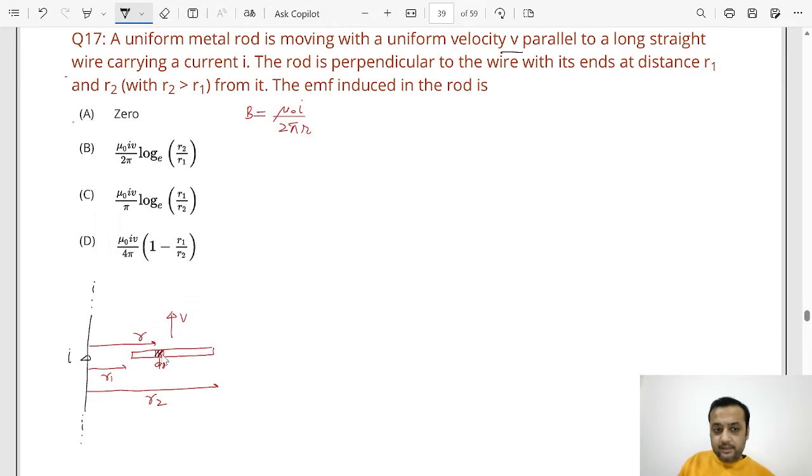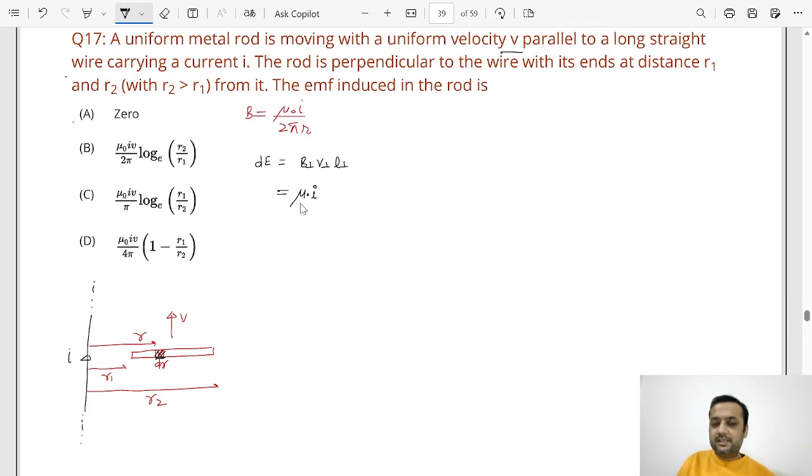So if you just look at this element, which is of length dr, the EMF induced dE can be written as B perpendicular, V perpendicular, and length perpendicular. Basically, we have to take the mutually perpendicular components of magnetic field, velocity and length. The magnetic field is going into the screen, velocity is up along the y-axis, and length is dr along the x-axis. That means all are already mutually perpendicular.